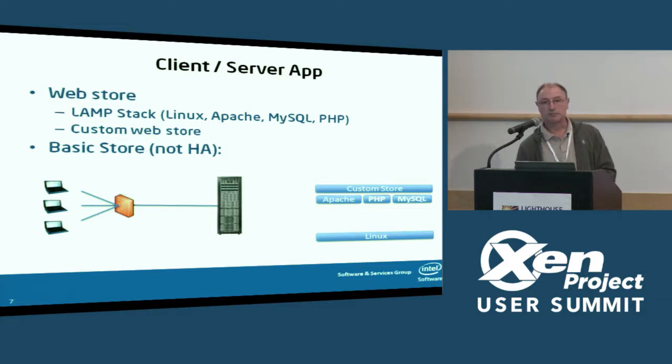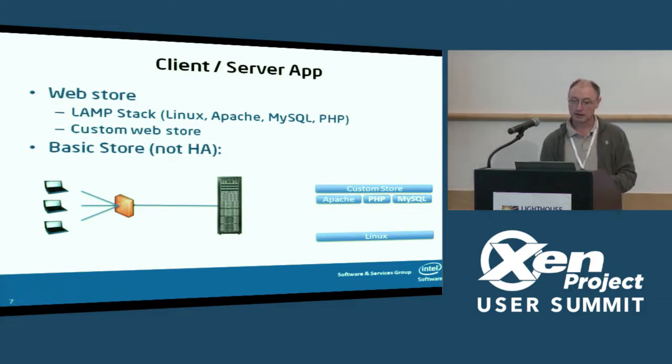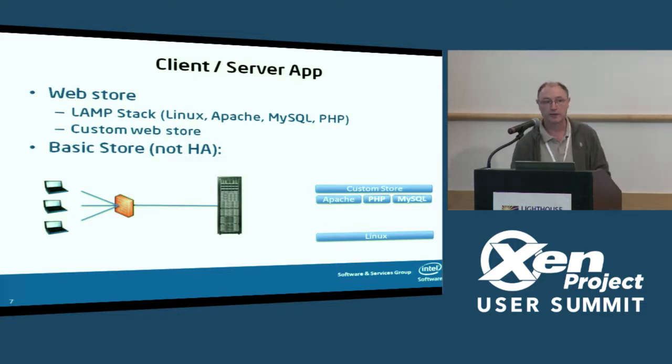So the client server app that we want to look at here is just going to be a web store, running the LAMP stack that we talked about earlier today, and then a custom store that sits on top of that. You can see it's Linux, you've got Apache, PHP, MySQL, and then your custom store. All that runs on a single server in general, and the server's connected to the internet, so you talk to clients.